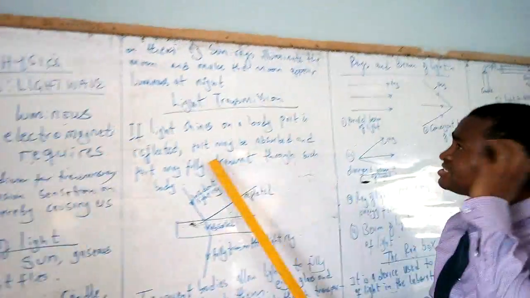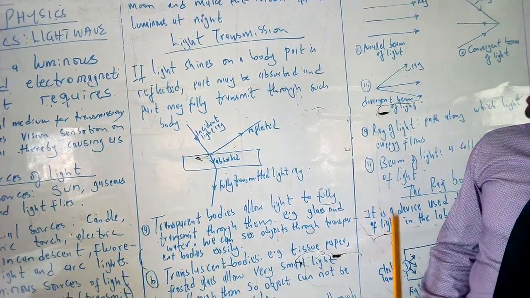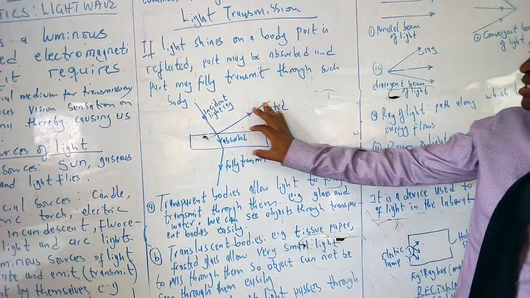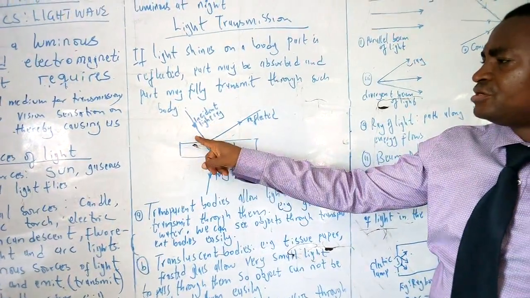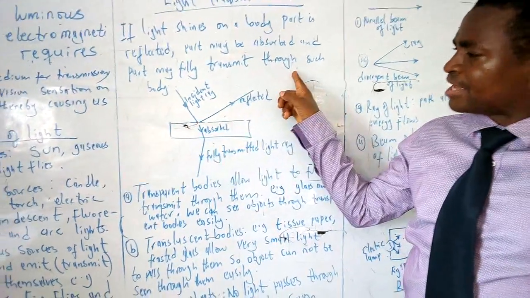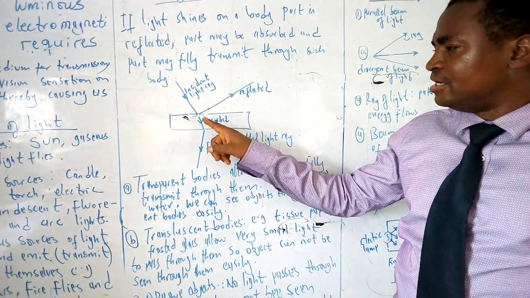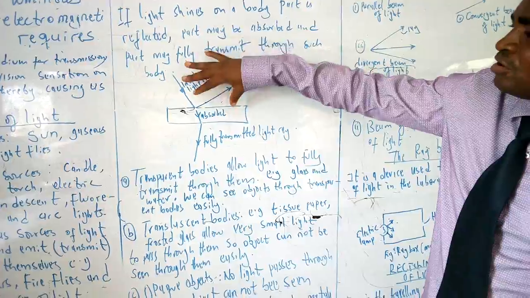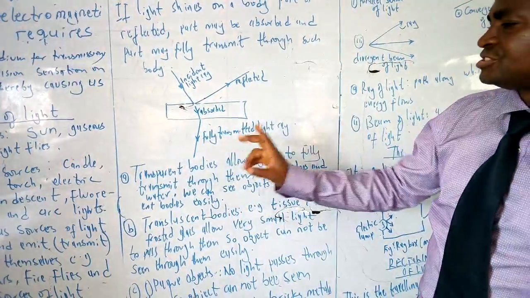Now, light transmission. If light shines on a body, part is reflected, part may be absorbed, and part may fully transmit through the body. For instance, look at this rectangular figure. If light falls on this object, that light is known as the incident light ray. Part of this light may be sent back, that is reflected back, part may be taken in, that is absorbed by this object, and part may come out of this object, that is, there will be full transmission of light through the object. So anytime light falls on an object, part of it may be reflected, part of it may be absorbed, and part of it may pass straight through that object.